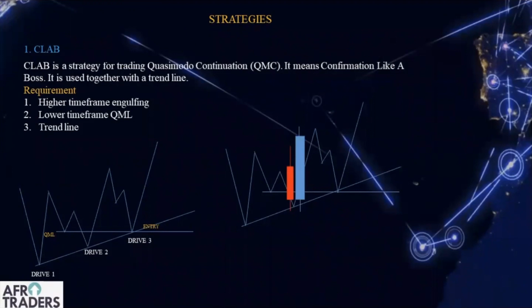Now, this is another strategy called the CLUB. And the CLUB means what? Confirmation like a boss. This is where we bring a lot of things together to confirm your entry. The requirements are a higher time frame engulfing, a lower time frame QML, and a trend line. Those are the three requirements.